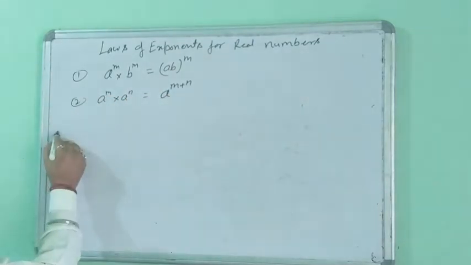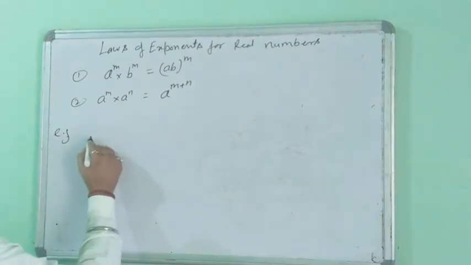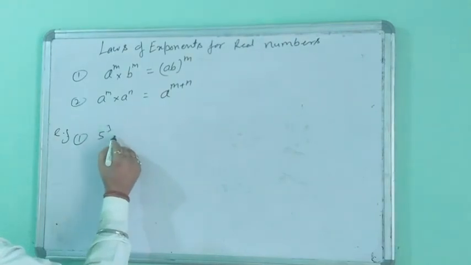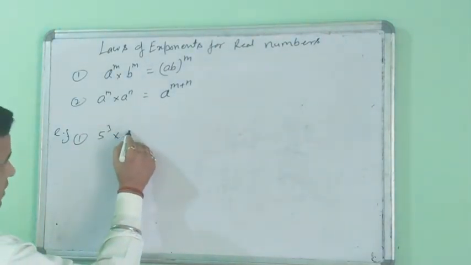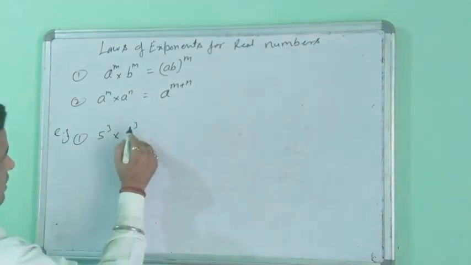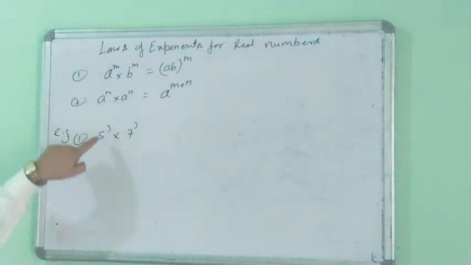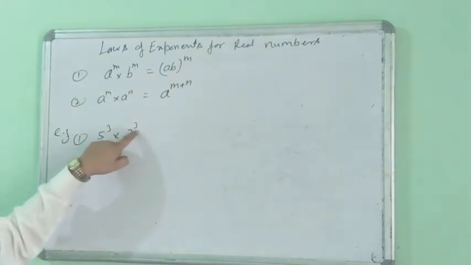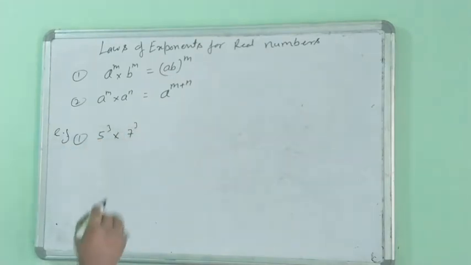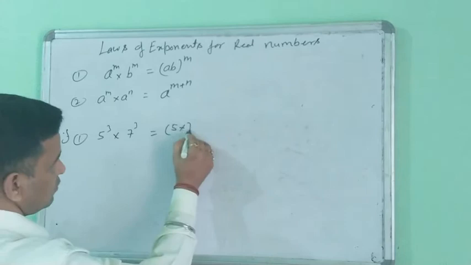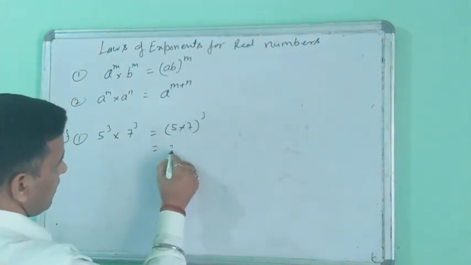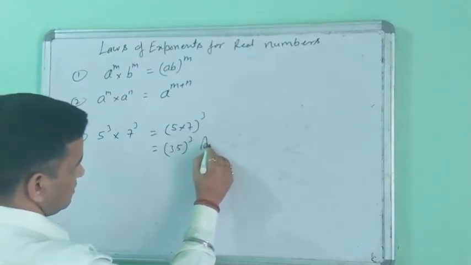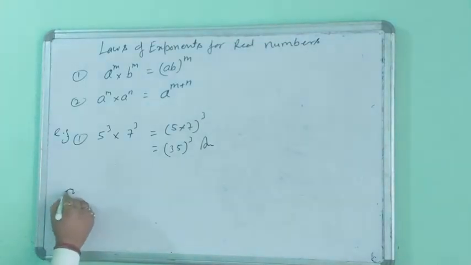For example, now look here, suppose you write 5 exponent 3 into 7 exponent 3. Example first: 5 exponent 3 and 7 exponent 3. The exponent here is the same, the power here is the same, but the base is different. So what result comes here? 5 into 7 whole exponent 3. 5 times 7 is 35, so 35 exponent 3. This is your answer.